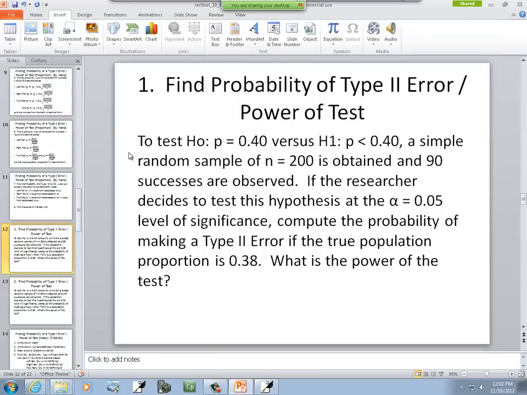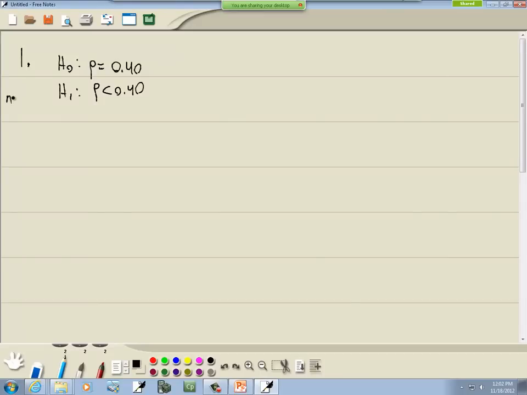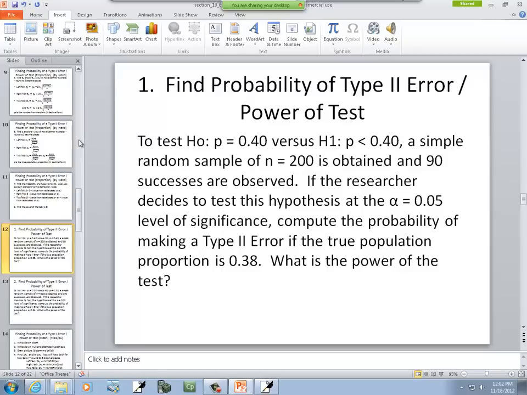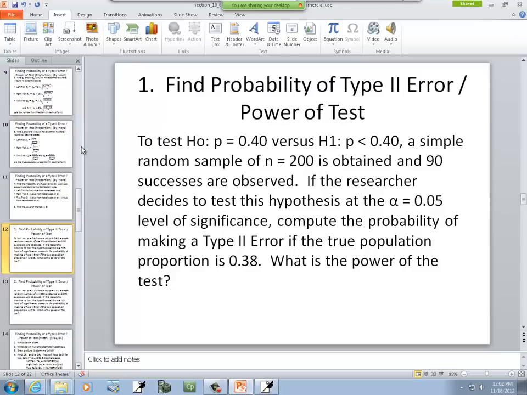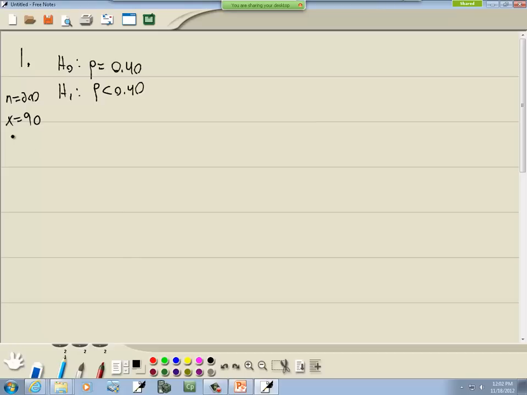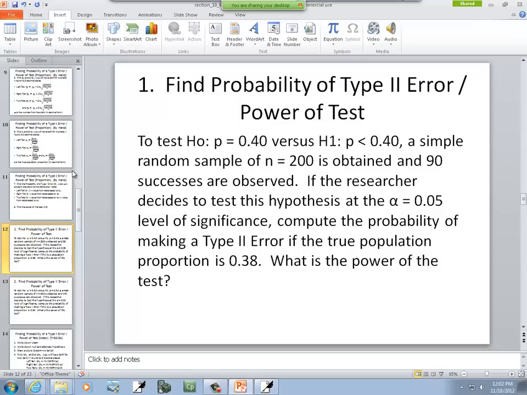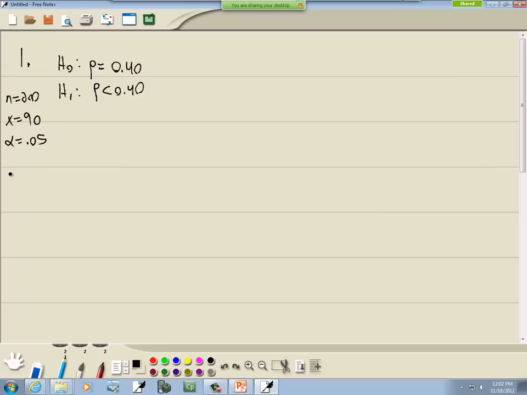Simple random sample of n is equal to 200. So n is 200. And 90 successes are observed. So x is equal to 90. If the researcher decides to test this hypothesis at alpha equal to 5%, compute the probability of making a type 2 error if the true population proportion is 0.38.